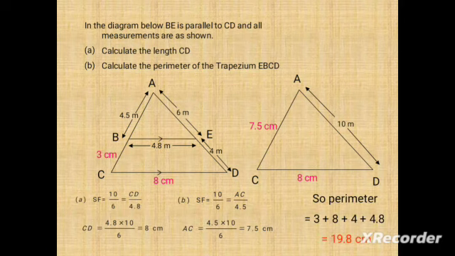And now the perimeter, because perimeter is the distance all around a given figure. Now the trapezium EBCD is enclosed by a length of 19.8 centimeters. So you add 3 plus 8 plus 4 plus 4.8 to get the perimeter.